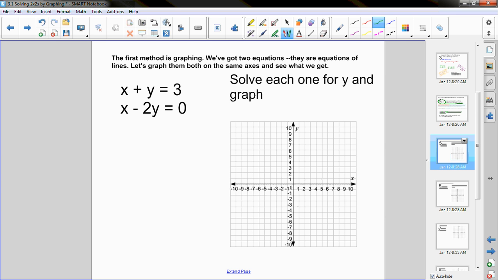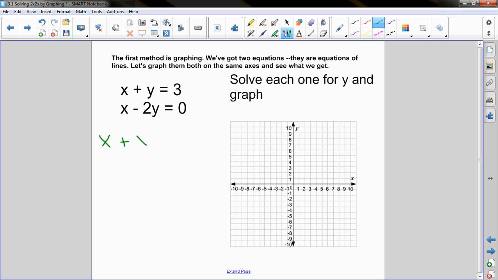So what I'm going to do is I'm going to take this first one and I'm going to solve them in green, and I'm going to graph them in green. And the second one I'm going to solve them in blue, we'll graph them in blue, and we're just going to see where they meet, if they meet. So let's do that. So let's take the first one. This one, x plus y, is equal to 3.